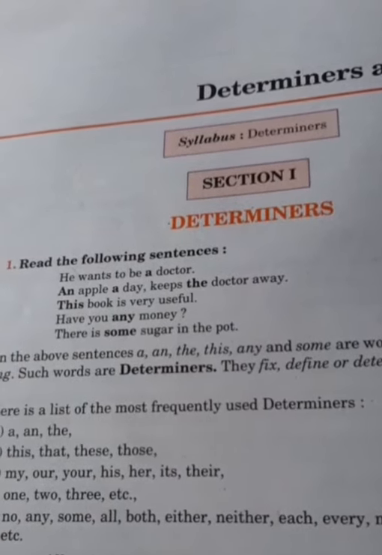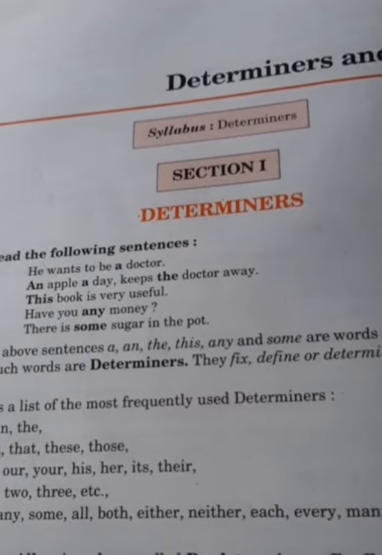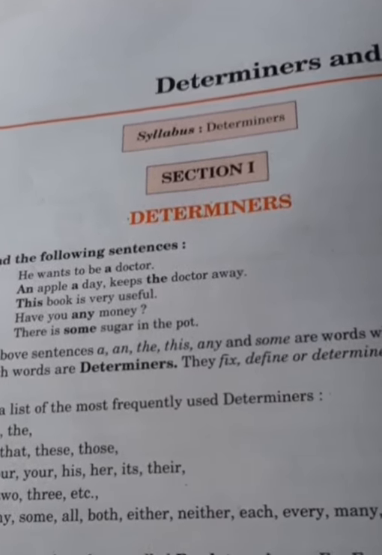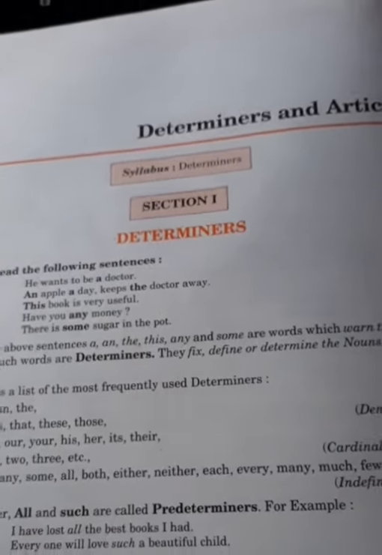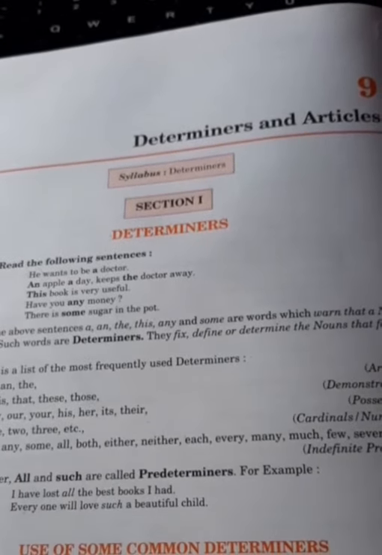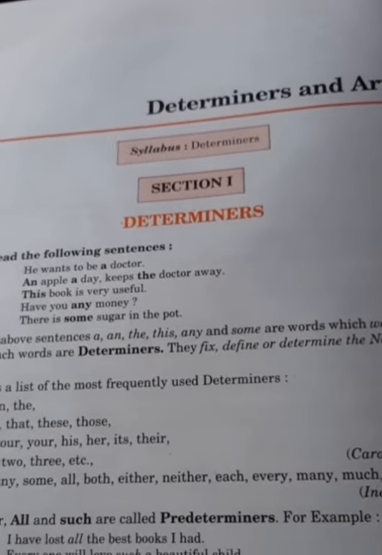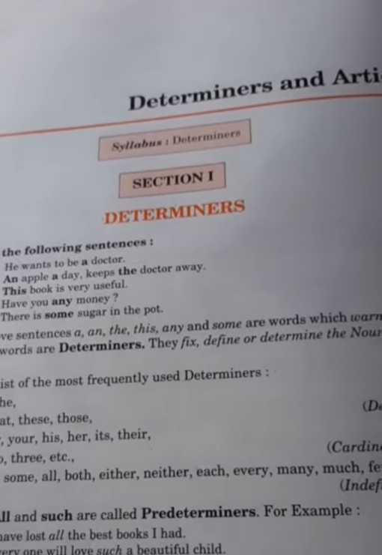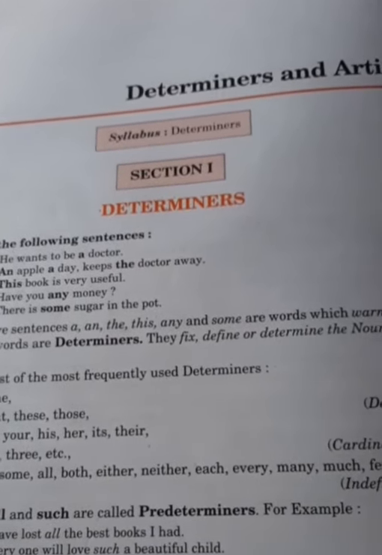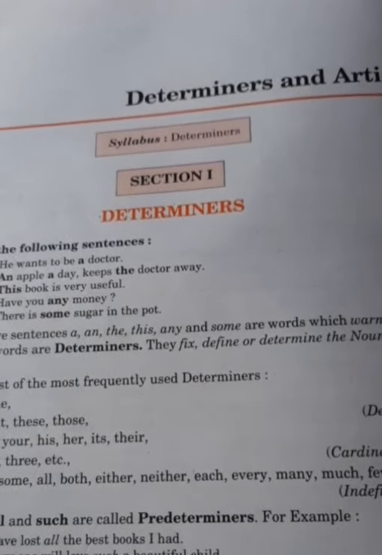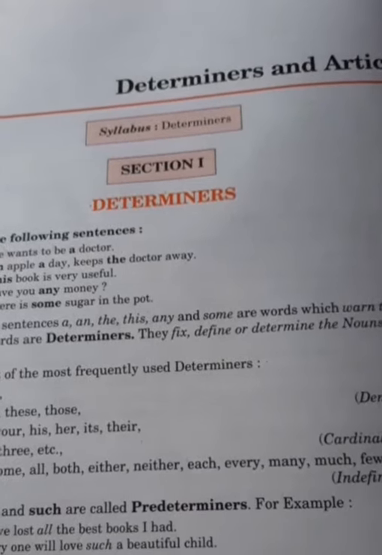Now the dark words in bold letters: a, an, the, this, any, some. These are the words that have been used before the noun, and they are determiners because they set a limit to the meaning of the noun and determine the noun.